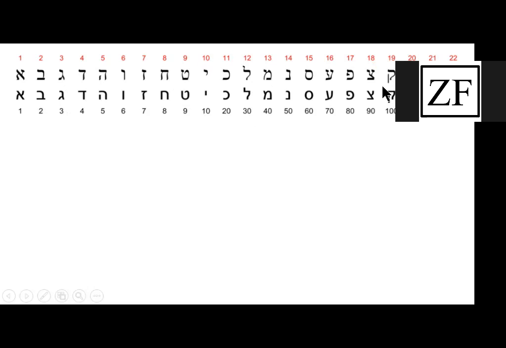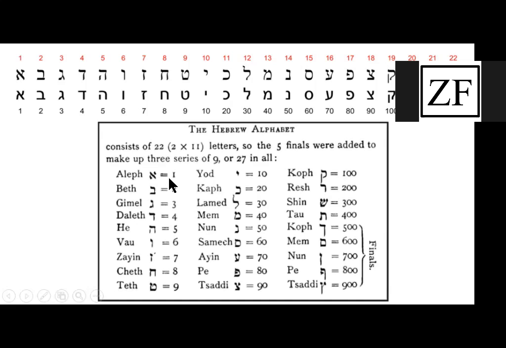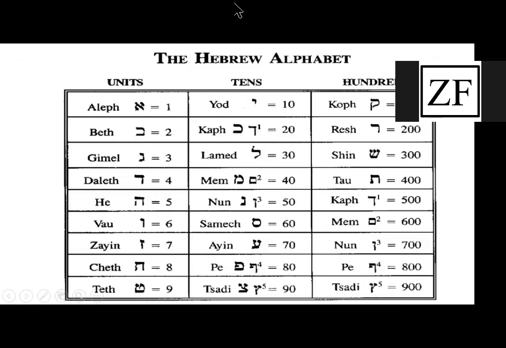So someone got the idea, well, if we put the final forms in, because there's a final form at the end of a word, the mem and the nun and the kaf, they have a different version. So if you do that, this is the 1s, these are the 10s, and these are the 100s then. So that's the values we have. And we could then do any number, a number value of a word.